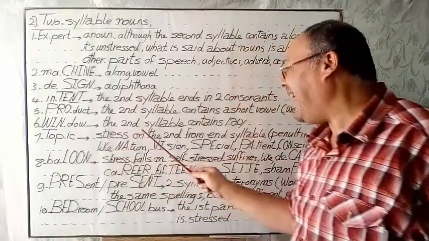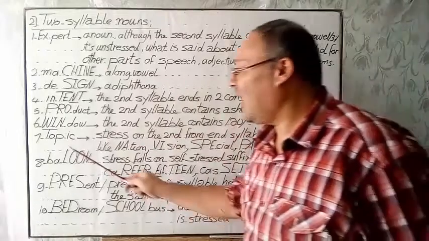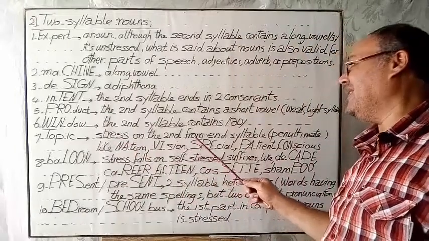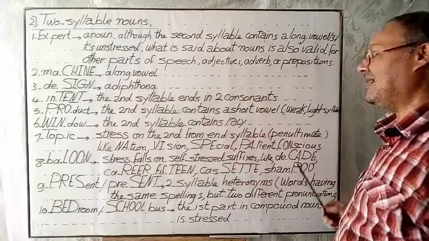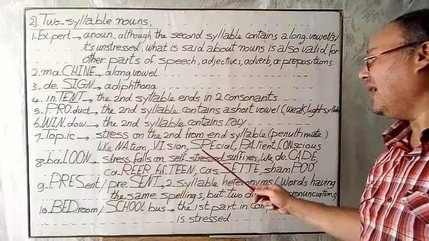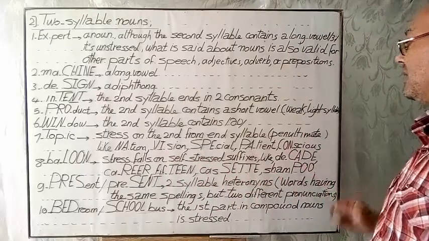Window: the second syllable contains the diphthong O. Topic. Stress on the second from end syllable, which is the penultimate syllable, like nation, vision, special, patient, conscious.